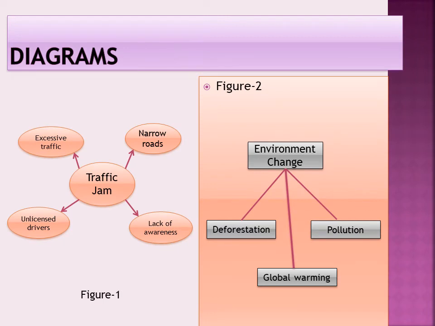So these are examples of diagrams. They can be of different shapes, and the topic is given in one oval shape or a rectangle. Then there are branches, and we have to describe following the branches. Describe the topic following each and every branch. So these are examples of diagrams.